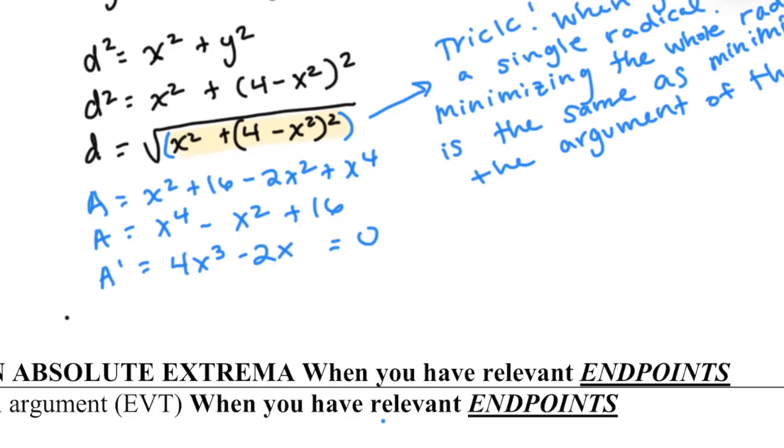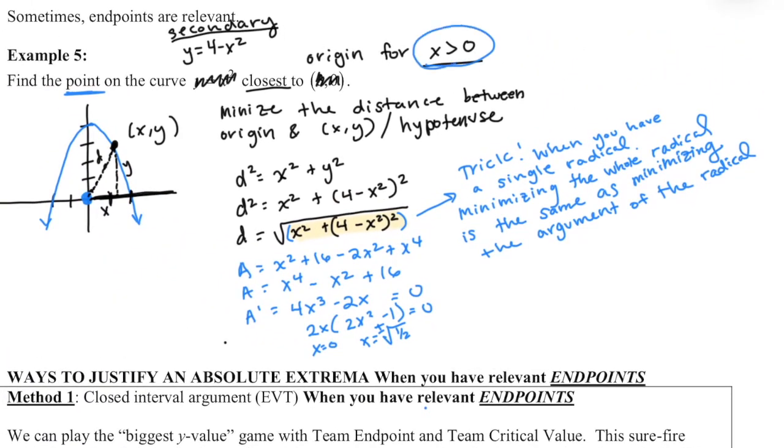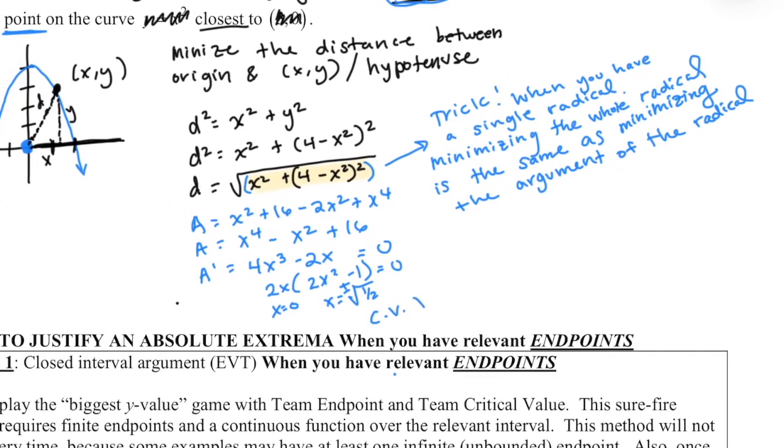Okay, so I can factor out 2x. And I'm left with 2x squared minus 1. And then I am left with x equals 0 and x equals plus or minus the square root of 1/2. So let's remember my domain. My domain was for x greater than 0. So the only critical value that I'm going to keep is x equals positive square root of 1/2. That's my only good one.